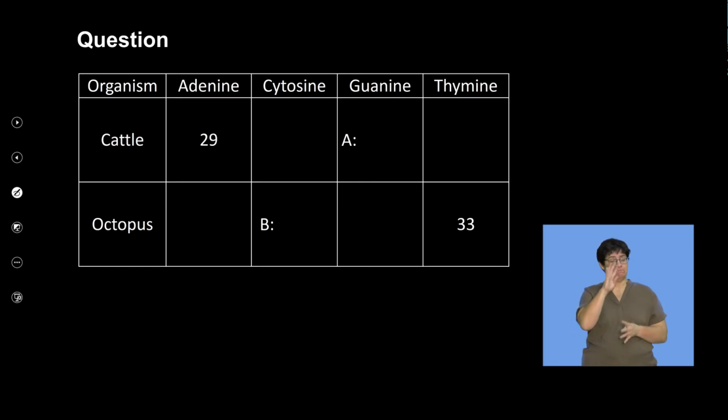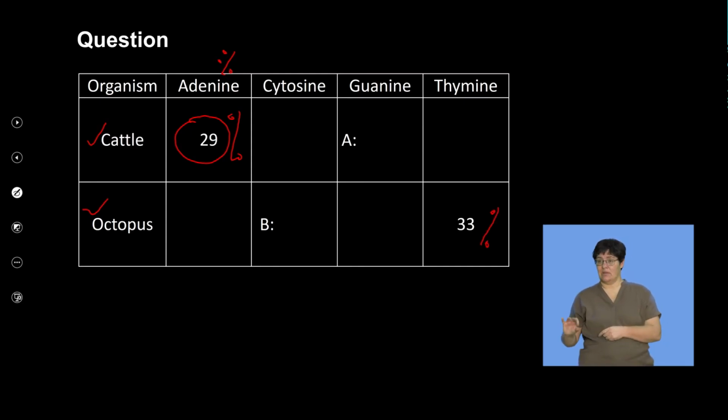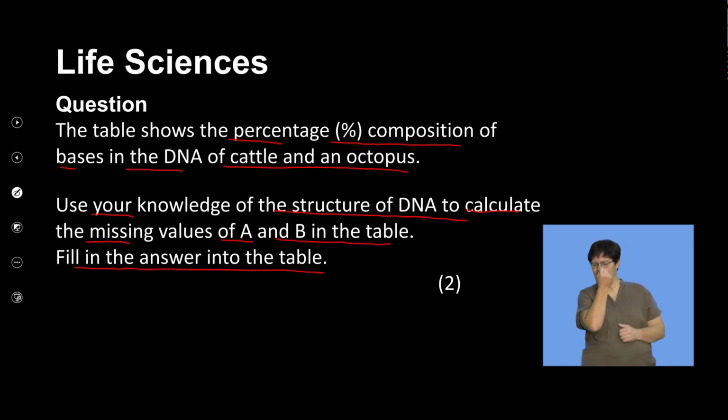So here's a table that shows you the different organisms. We've got cattle and we've got octopus, and it illustrates the percentage composition of the different bases in DNA. Here we're seeing that the table illustrates a 29% composition of adenine for the cattle, and for the octopus it shows a 33% composition of thymine. So I'd like to go back to the question, guys, so that we can read it again and have a better understanding of it.